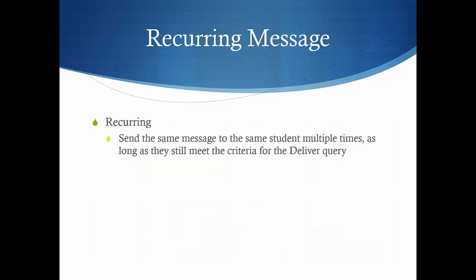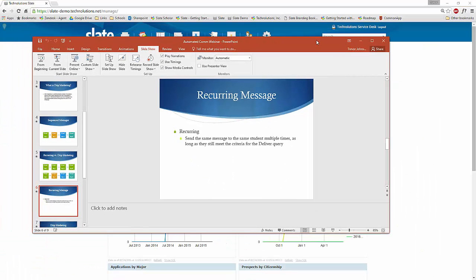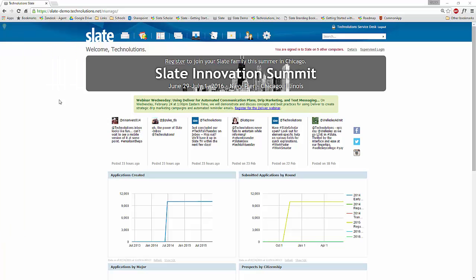Okay, so let's start with recurring, because it's a little bit easier to set up. Again, as I said, it only requires building one email in Slate, and then you can set it to be recurring. And again, a recurring message is going to be the same message sent to the same student multiple times, as long as they still meet the criteria for that query in Deliver. All right, so let's go ahead and jump into Slate so we can actually take a look here at what that might look like.